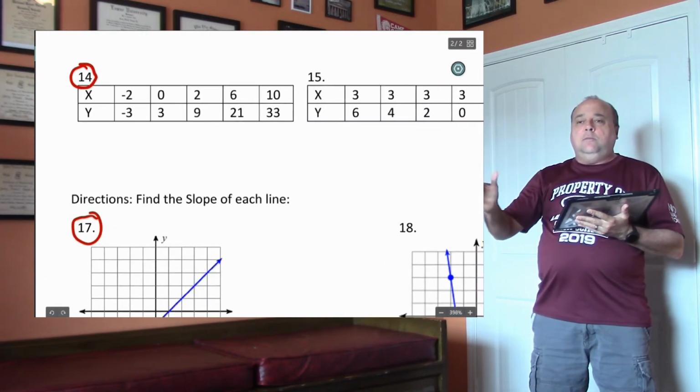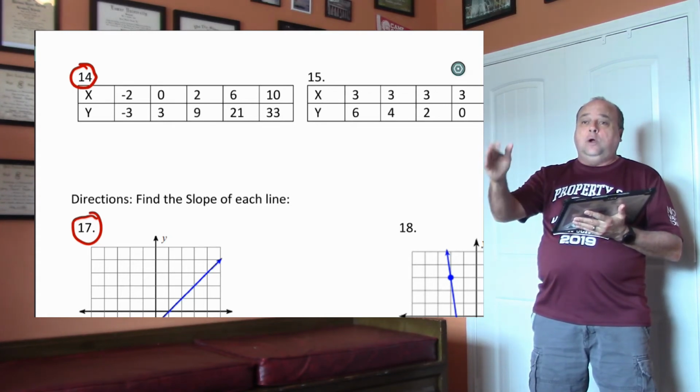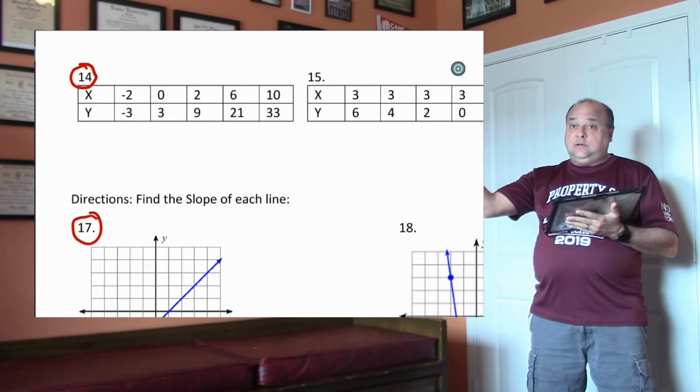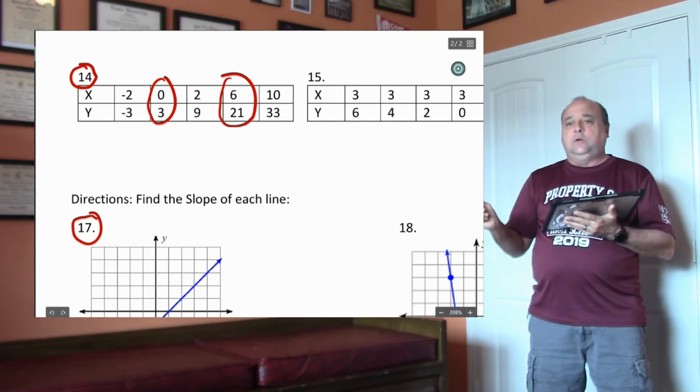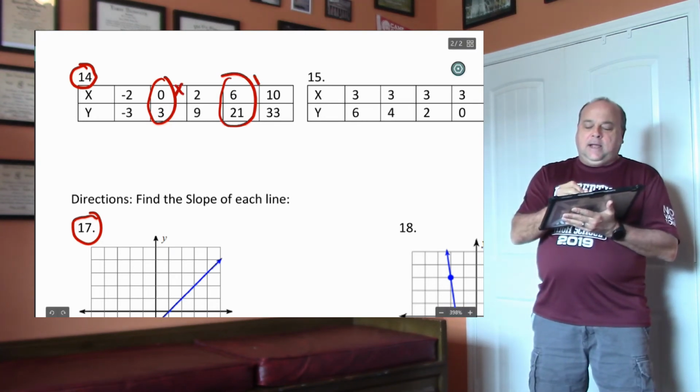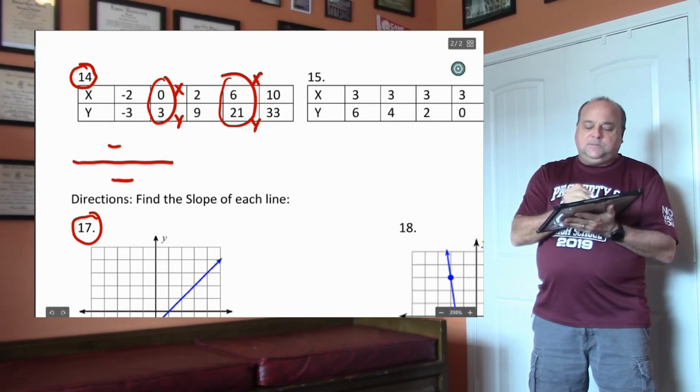Same thing on this one. I wouldn't pick the first point because it has negatives. Try to pick a point with a 0 and 2 positive numbers. So I'm going to pick the 0, 3, and to show you this works, I'm going to skip over and pick the 6 and 21. Now then, I'm going to label my x's and I'm going to label my y's. So I'm going to draw a fraction bar, minus, minus. My y's are 21 and 3, and my x's are 6 and 0.